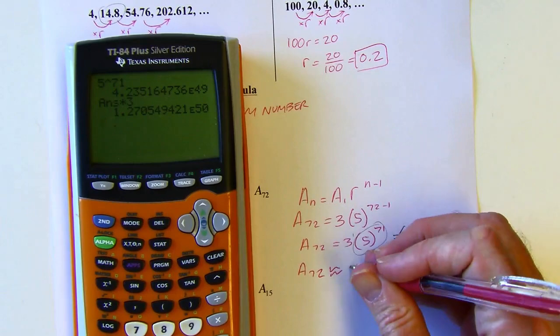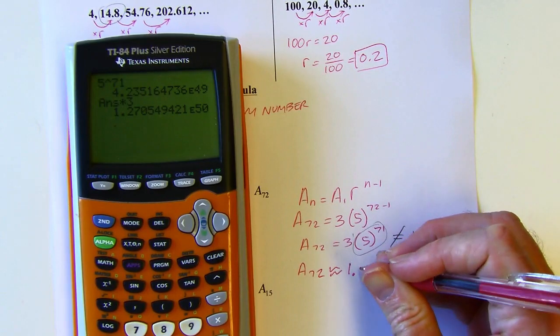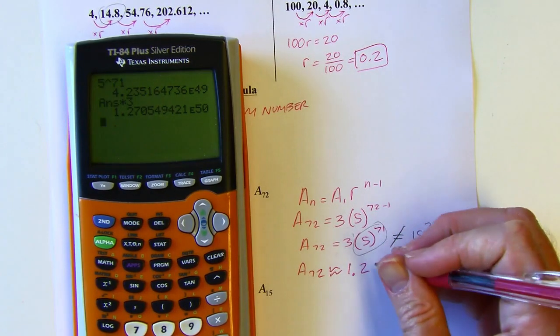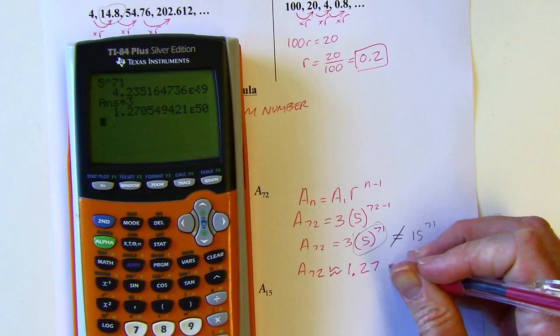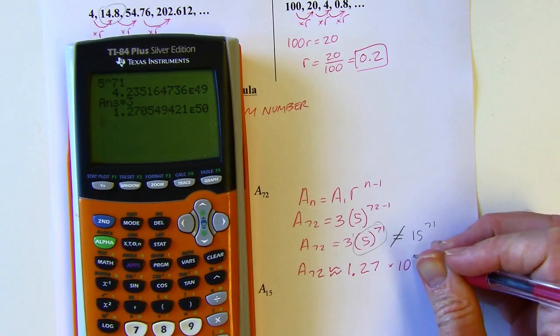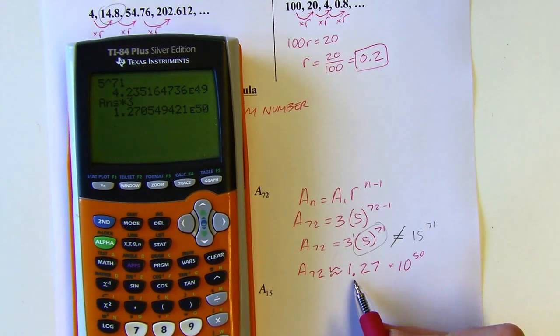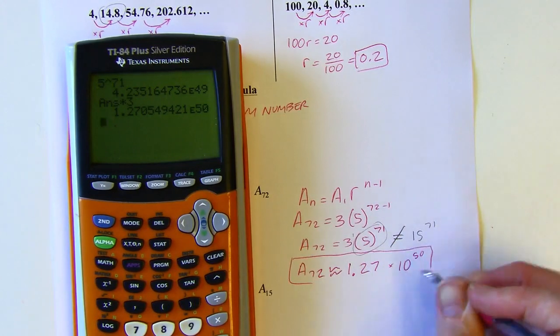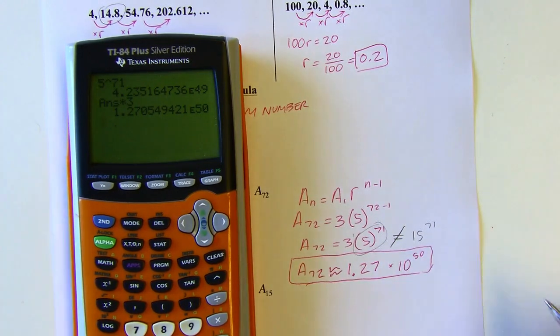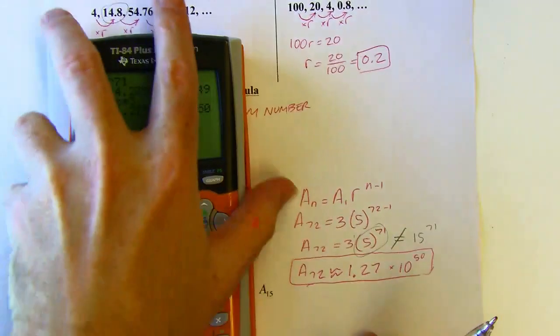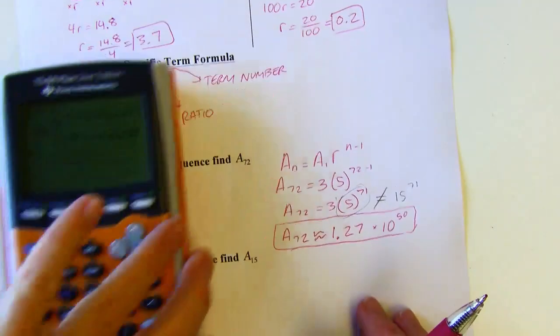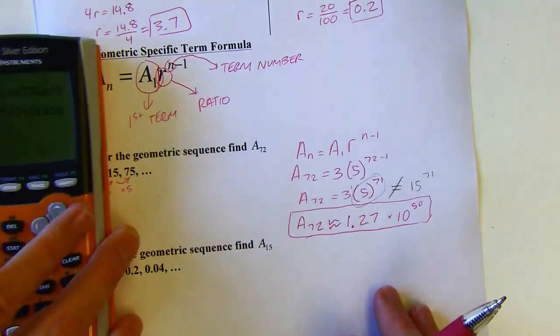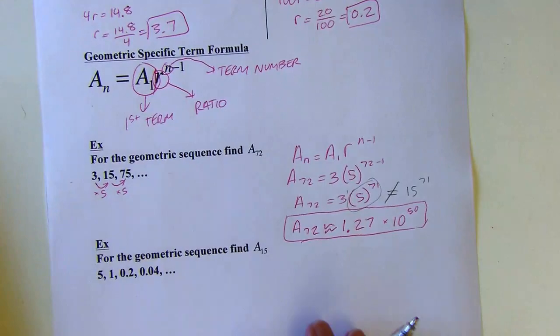So I'm just going to say, I'm going to go 2 places past the decimal in general. So this is about 1.27 times 10 to the 50th. So that decimal is moved 50 spots to the right from there. Very large number. Okay, and once your calculator goes into scientific notation, I would just write your answer in scientific notation, at least for my class. Okay. All right. So let's try another.